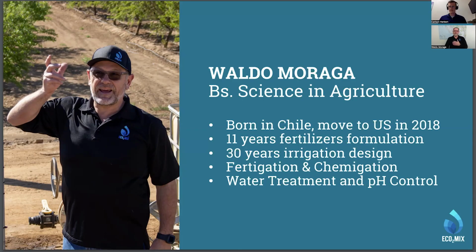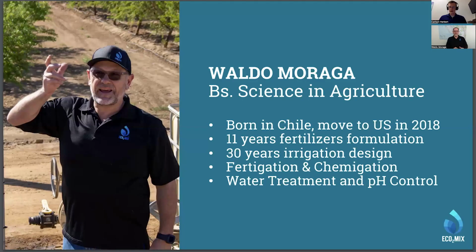I'm from Chile. I've been involved in ag my whole life. First, I was 11 years in fertilizers, and I started doing irrigation design in 1994. All those years designing drip and micro irrigation for ag led me to design fertigation and chemigation systems, and then to install pH control systems.